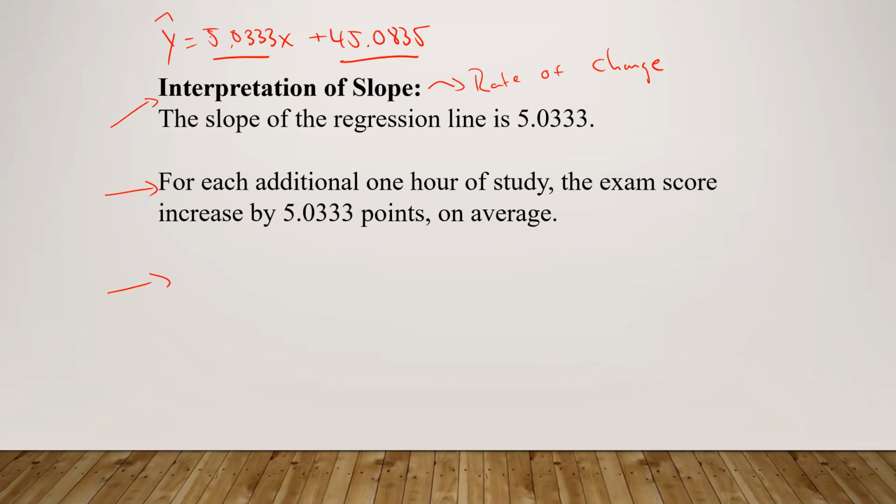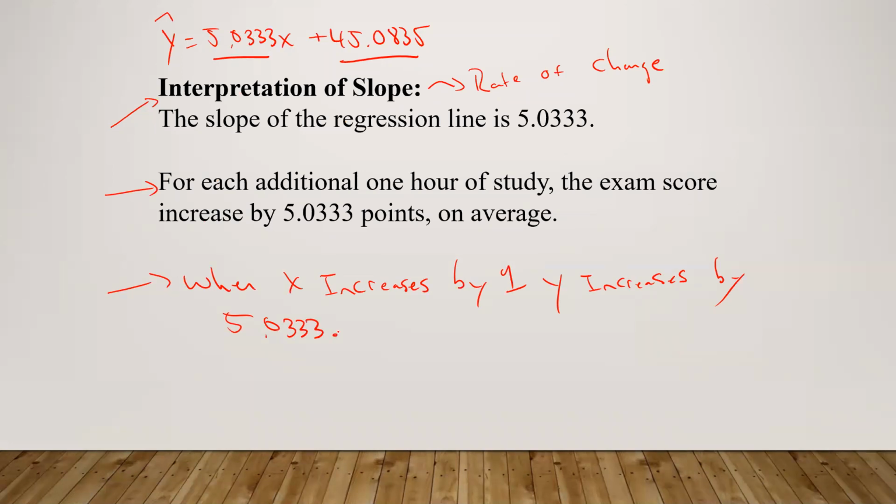A slope of positive 5.0333 means when x increases by 1, so when you increase the value of x by 1, y increases by that slope. Okay? Yes, for that problem, yes, the regression equation never changes. Okay.